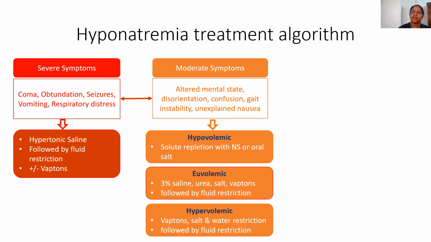And if the patient is hypervolemic, like in cirrhosis or heart failure, you can use salt and water restriction, and in some selected patients, vaptans. And all this should be followed by fluid restriction if you are either euvolemic or hypervolemic, because fluid restriction will take 4 or 5 days to act.